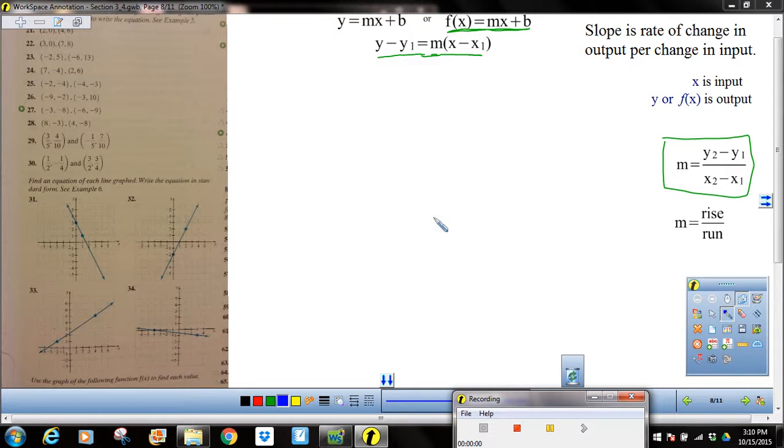Beginning with number 31, I want you to write the equation of the line from the graph. This may seem pretty simple, but then they throw a little curve of wanting the equation in standard form. Now, we haven't discussed standard form.